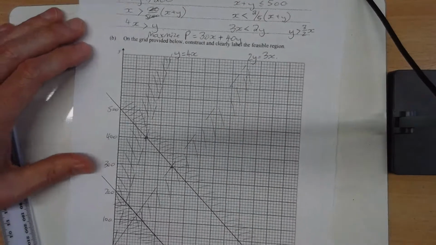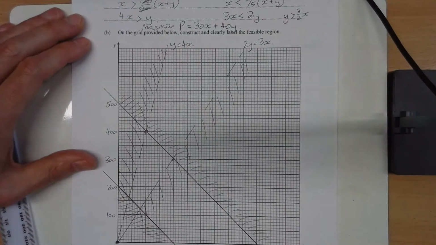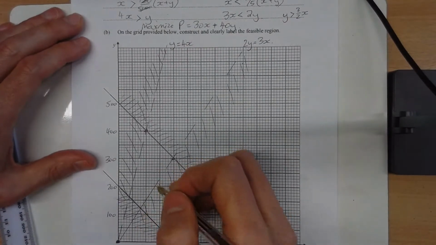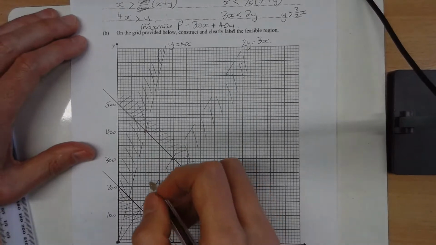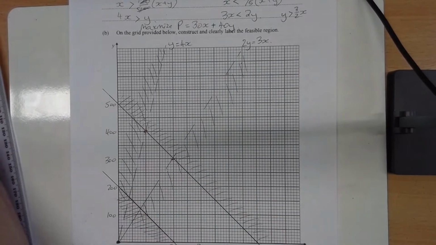So I think we've homed in on the bit we want. The bit we want is this bit here. That is our feasibility region, and we could mark that out.